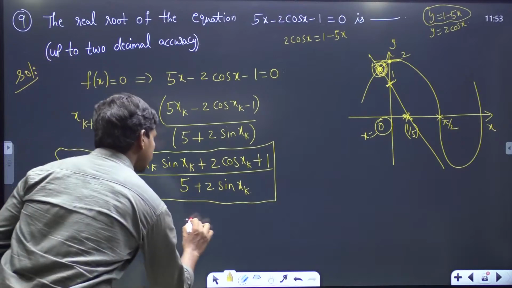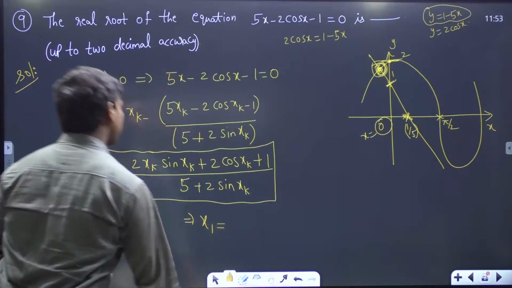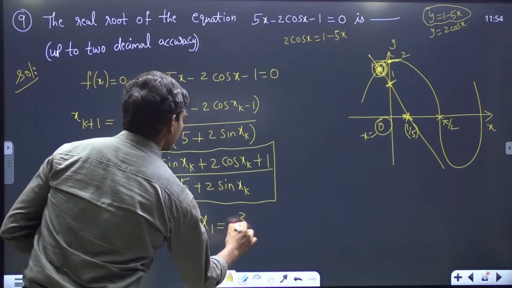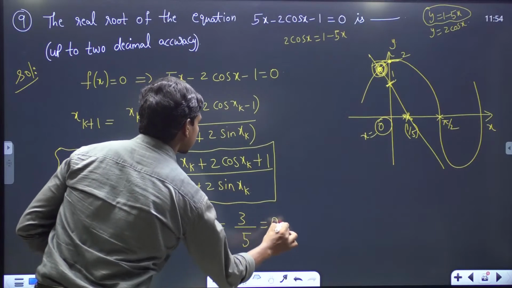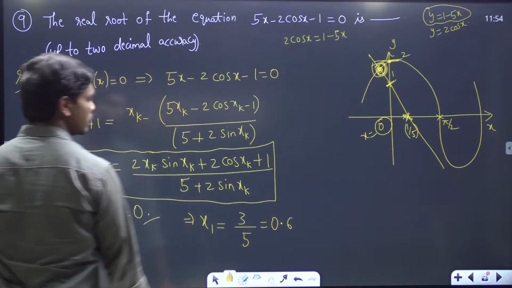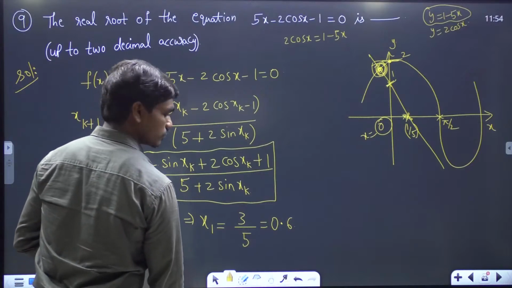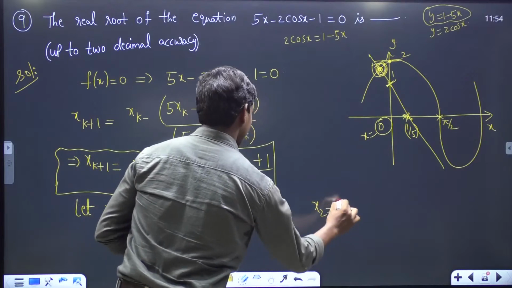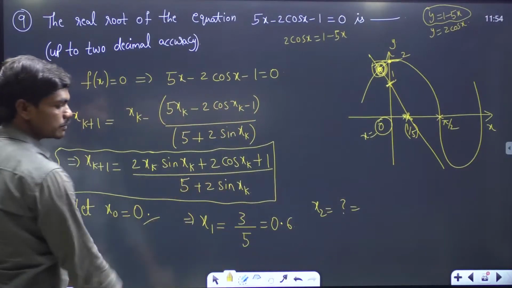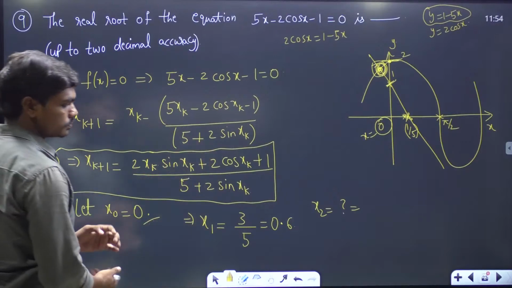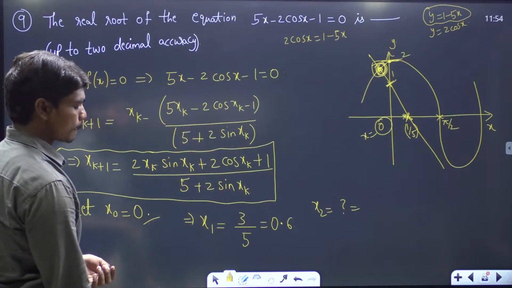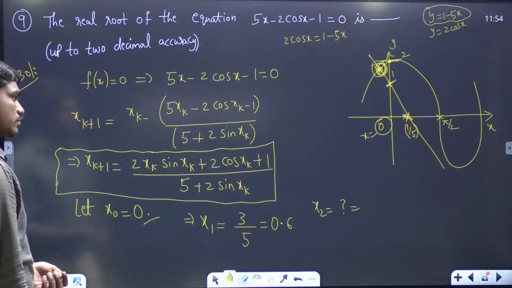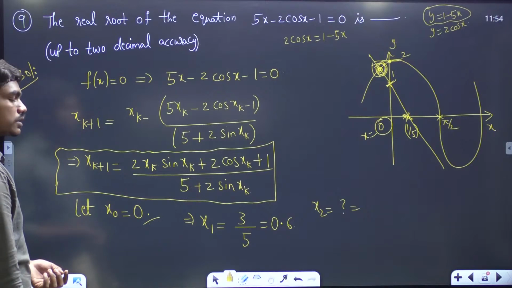Initially, if you calculate x1, if you put x equal to 0, this term is 0, and 3 divided by 5 is 0.6. That is the first iteration value. x1 is equal to 0.6. Next, if you go for the second iteration value, put x1 equal to 0.6 in this equation. So please calculate this x2 value.